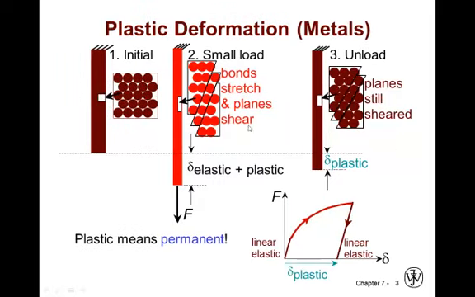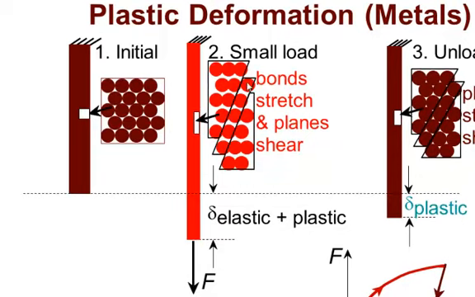In plastic deformation, we start off again with the atoms lined up in their crystalline fashion, but then we put enough of a load on it so that they don't just stretch, but the bonds actually break and the planes shear. So we start out with this set of atoms in this position. They end up shifting down into this position, and this set here shifts here.